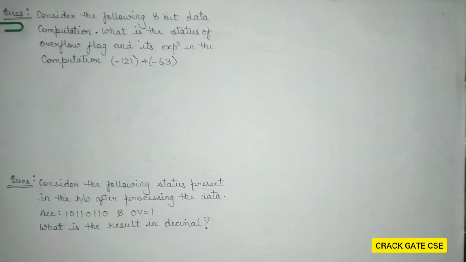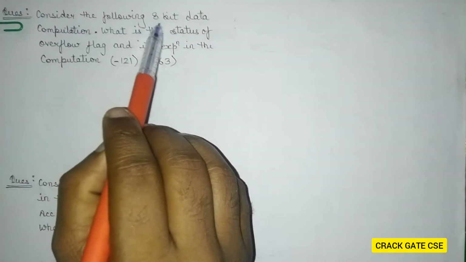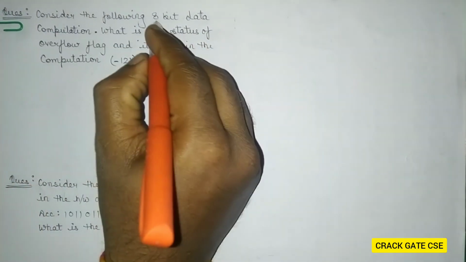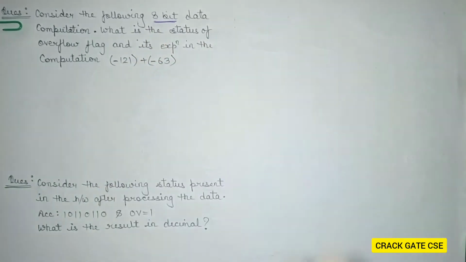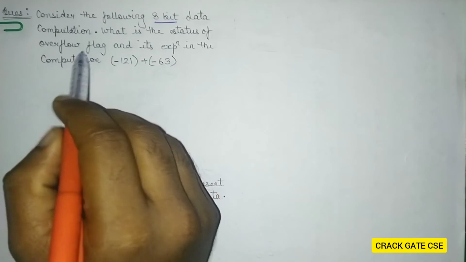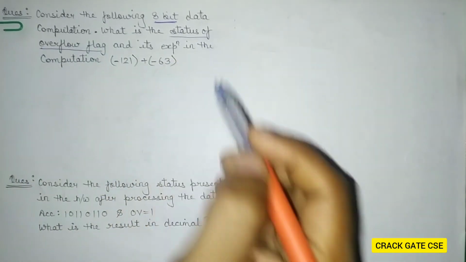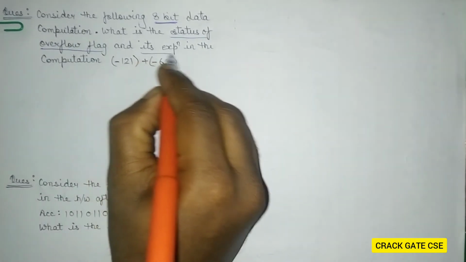So let's quickly start with the first question. Consider the following 8-bit data. It is given that we have to process the 8-bit data. What is the status of the overflow flag? The first thing they have asked is the status of the overflow flag and its expression.